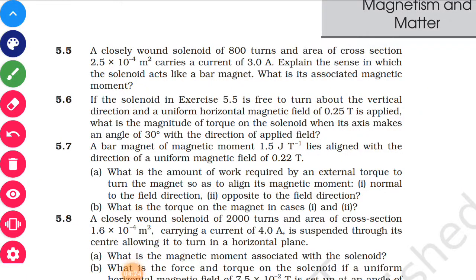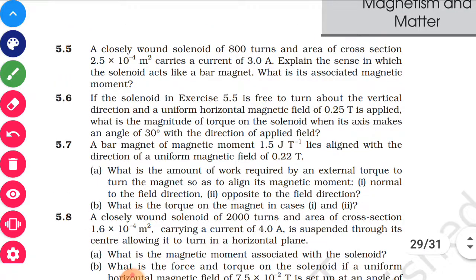Now numerical number 5.5. A closely wound solenoid of 800 turns and area of cross section 2.5 × 10^-4 meter square. So area is given here. This is the number of turns, and it carries an electric current of 3.0 ampere. 3 ampere is the current. Explain the sense in which the solenoid acts like a bar magnet. How does it behave as a bar magnet? And we find the magnetic moment.